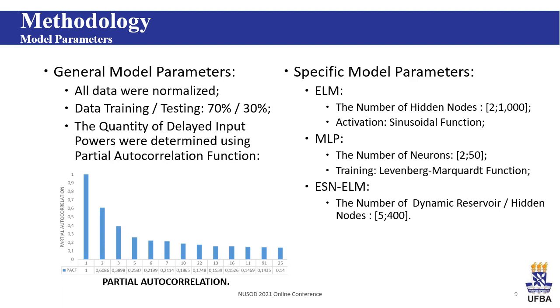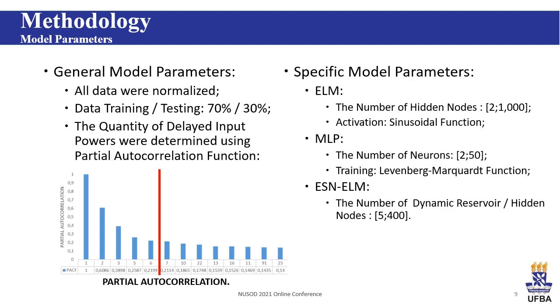The quantity of delayed input power was determined using a partial autocorrelation function. Thus, the maximum amount of delayed power to be used was selected. In this case, it was 5. In addition, the delayed powers with the highest correlation, negative or positive, were selected, which resulted in the discard of the fourth delayed power.